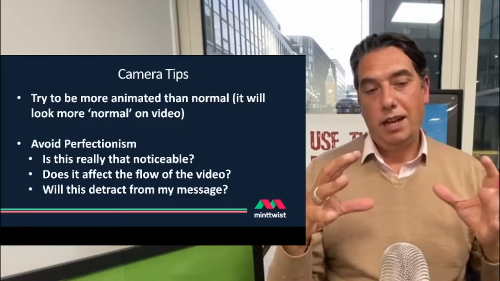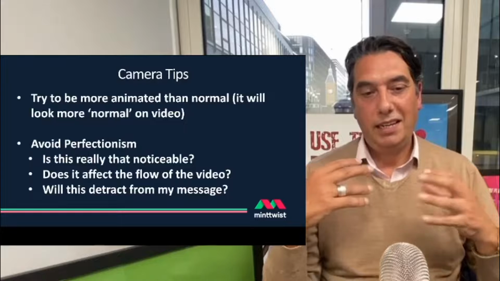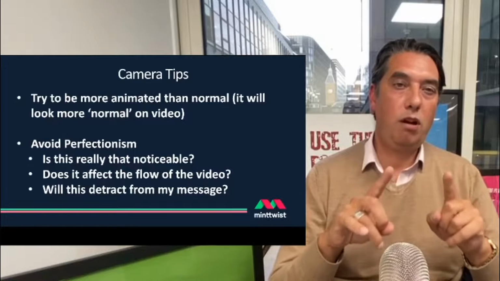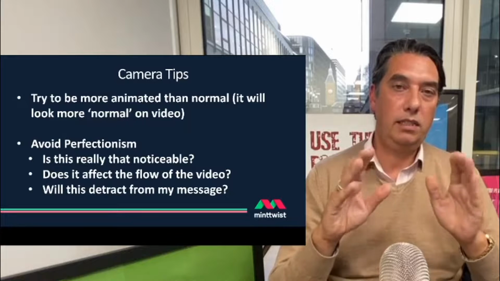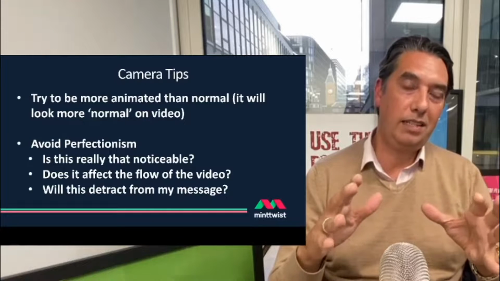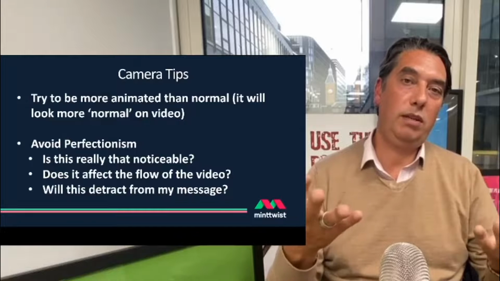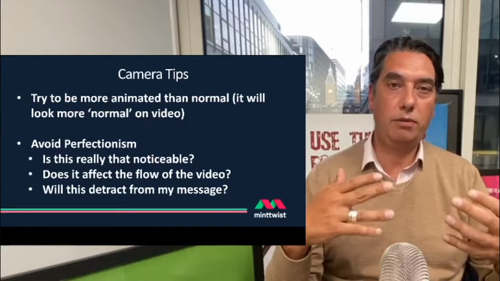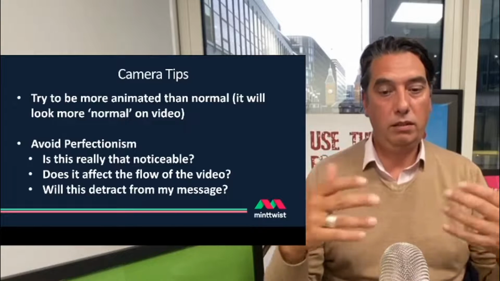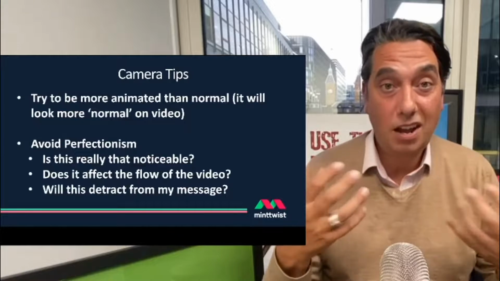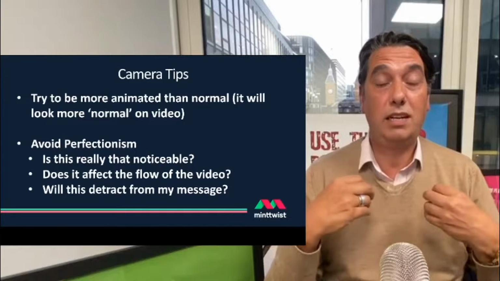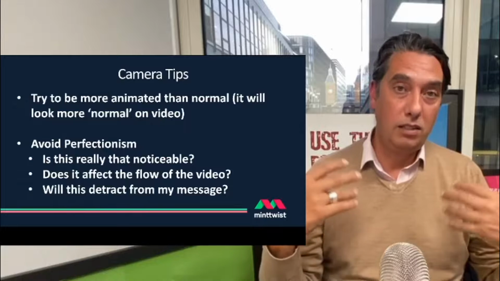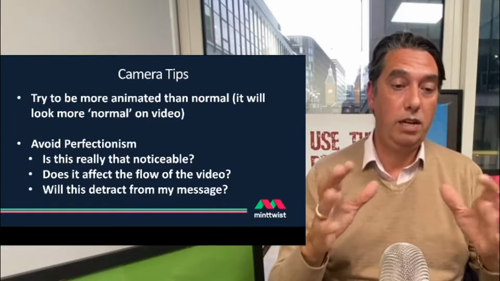So, camera tips, and this is one for me in particular. Try to be more animated than you normally would in real life. The reason for that is because you're watching me on video and we're not face to face, we're not in the same room, you're not going to pick up on the same cues that you would if you were in the same room. So for that reason, I have to be a more animated version of myself in order to create engagement and, more importantly, to convey the sorts of information that I'm trying to convey for you now.